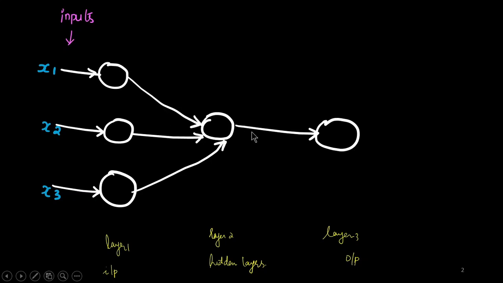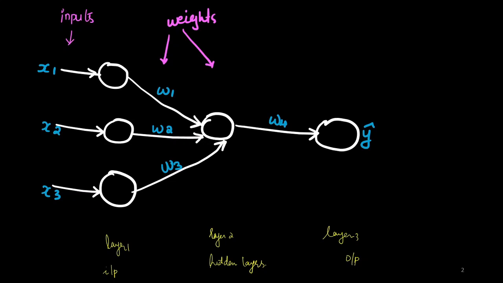Then each edge will have a weight. All these are weighted edges, and let's name them w1, w2, w3, and w4. These are the weights, just like in weighted graphs, where we have edges with different kinds of weights. Here also we are using the same concept. The output is labeled as y cap. This is the predicted output of our neural network, or the output calculated by the neural network.